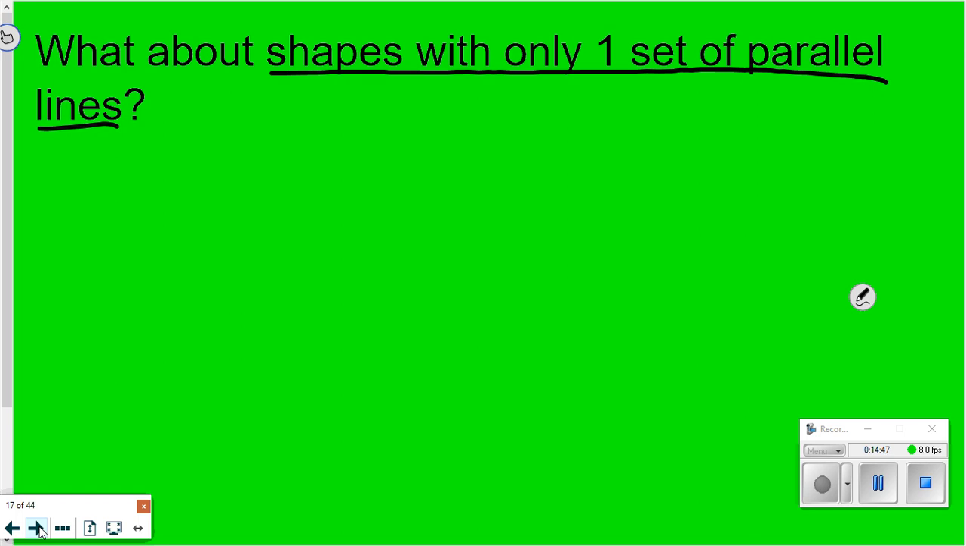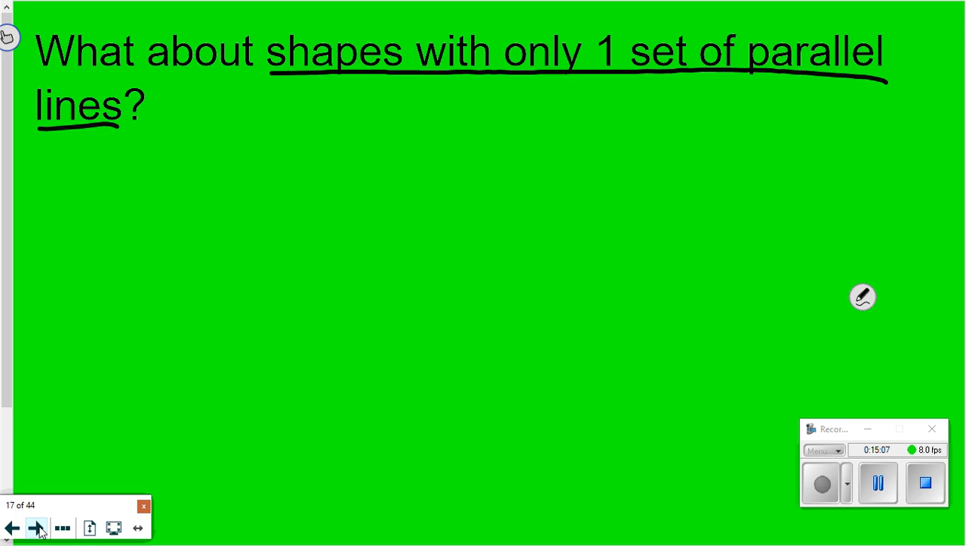Remember, a set is still a pair. It's going to be 2 lines. It's just 1 pair or 1 set. Again, when I get these geometry rules, they have lots of words, so I like to draw it out. It helps me see it.